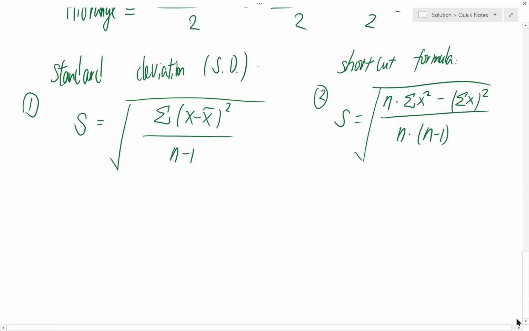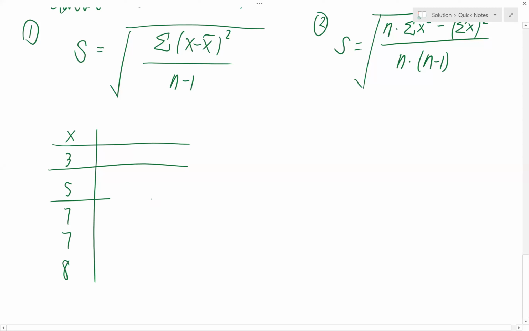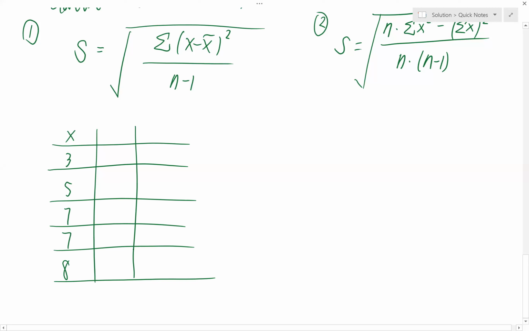All right, first of all, typically we create a table. For this method we need the mean, and we know the mean already. So create a table and put all the data values here: 3, 5, 7, 7, 8. If you want, you can put the mean right next to it, sample mean is 6. Then we need to calculate a couple of things, really step by step.